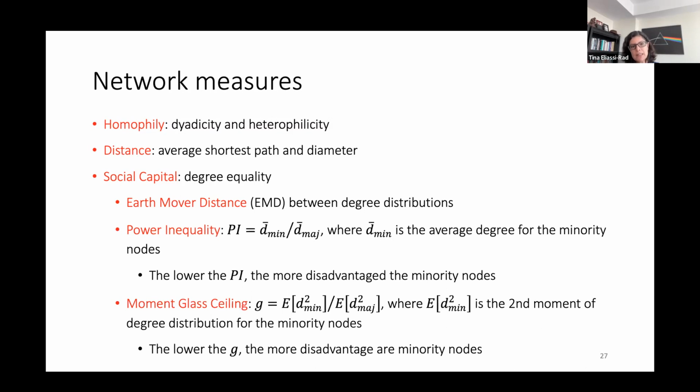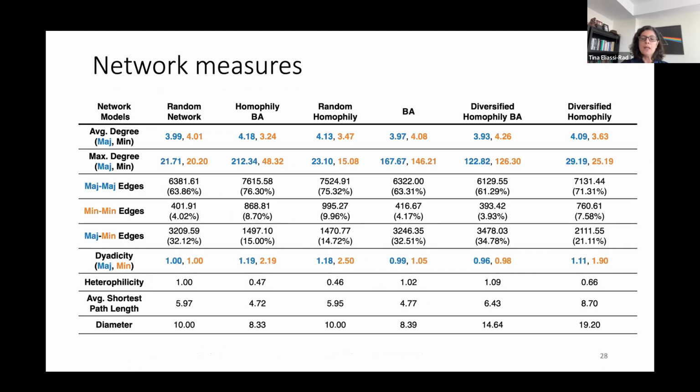And then the last one is this moment glass ceiling, where you're looking at the second moment of the degree distribution. So as opposed to the average degree, you're looking at the second moment of the degree distribution, and you're seeing what that is for the minority nodes in your network versus what it is for your majority nodes. And here, the lower the moment glass ceiling, the more disadvantaged, again, are the minority nodes. So let's look at all of these different network graph models that I talked to you guys about, and what some of these network measures are on them.